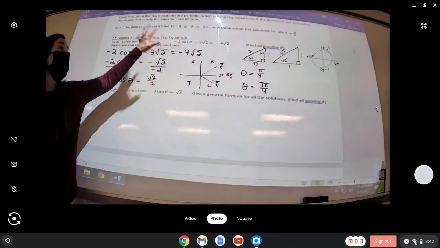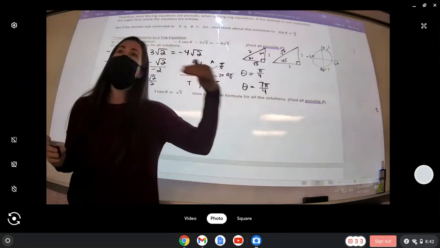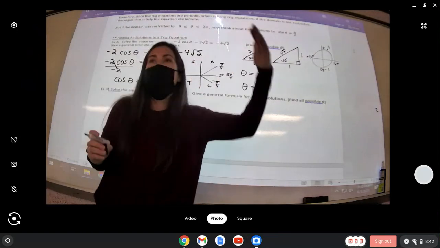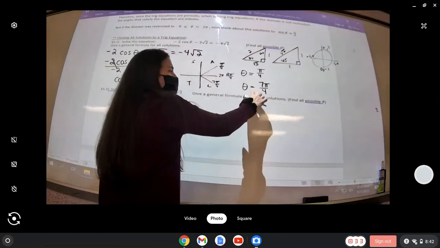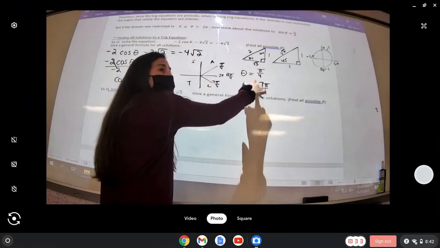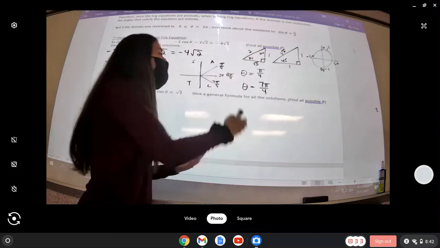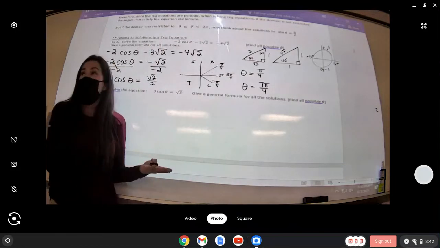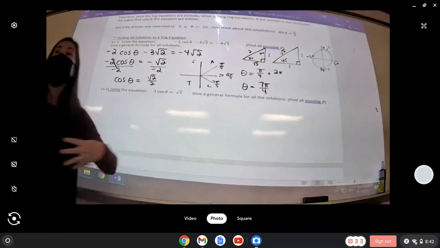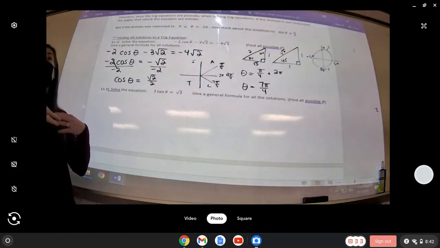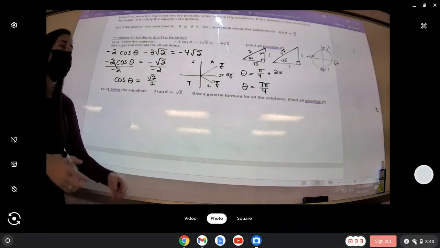Well, guys, they didn't restrict it. They want all possible theta. So now remember, these are periodic functions. A period away from this angle, it creates the exact same ratio. So now all you have to do is add the period onto these angles to start landing in the same spot on the next cycle. So what was the period of cosine? 2 pi. So add 2 pi to this, and you're going to get another answer. Add 2 pi to that answer, you'll get another answer. Add 2 pi to that answer, you get another answer.